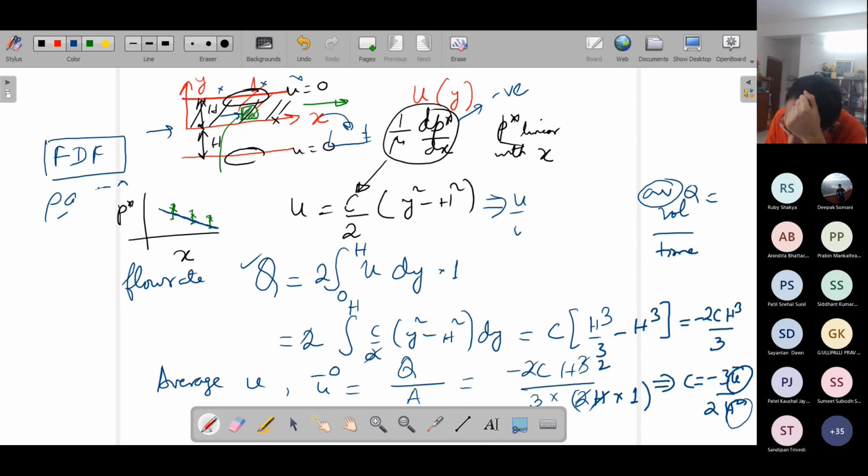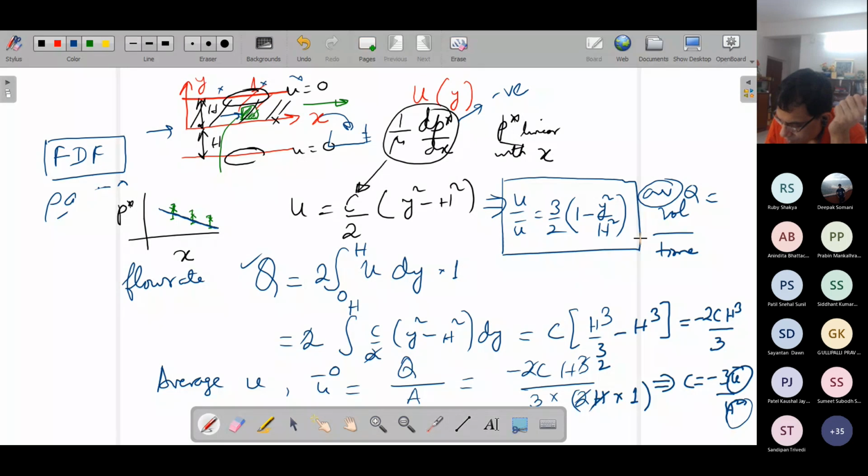So you will get u by u average is equal to 3 by 2. Sorry, 2 got cancelled, for both numerator and denominator. So what we get here is minus 3 u bar by this h square, that is fine, and this 2 makes it 3 by 2. So 3 by 2 into 1 minus y square by h square. So this is the velocity profile, fully developed laminar flow.